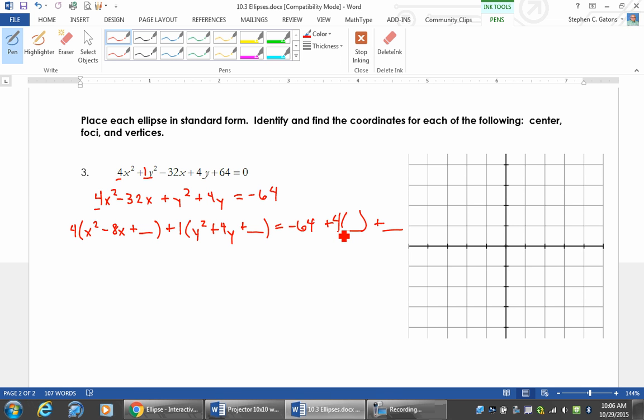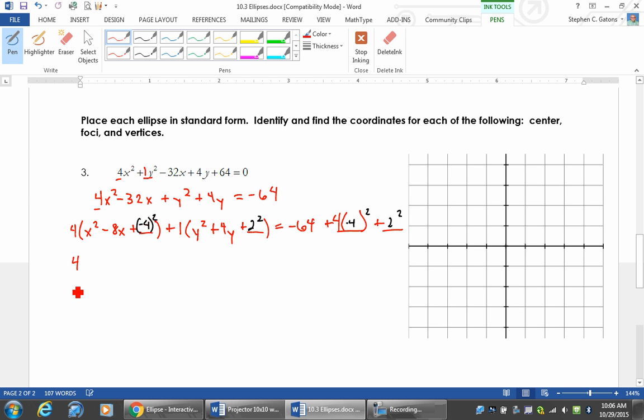Now, at this point, you do this exactly the same way as you would have done a circle. Once you get it set up to complete the square, you fill in the blanks, you factor it the way it's supposed to be factored, and then you get it to where it needs to be. So that's where we're headed. Half of -8 is -4. And half of 4 is 2. And then do what it says.